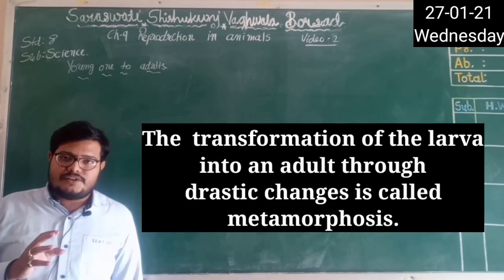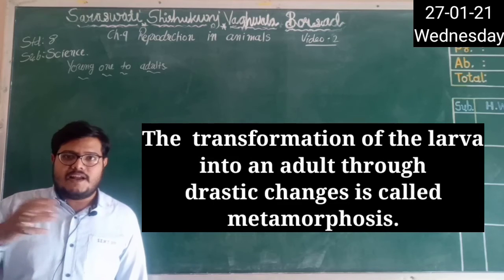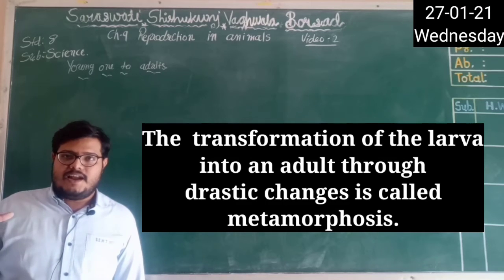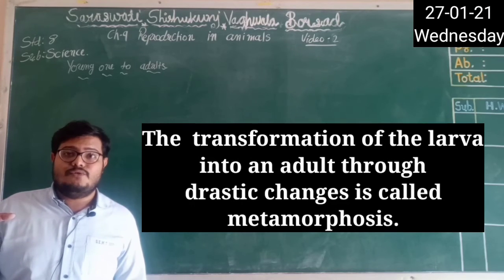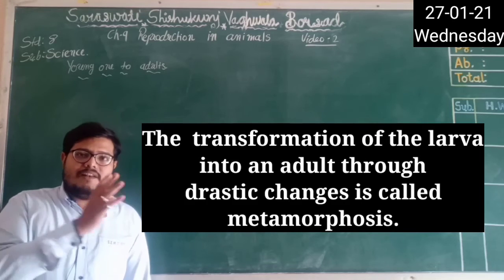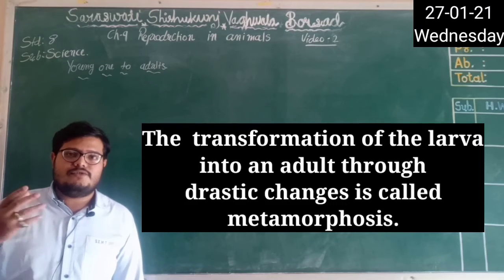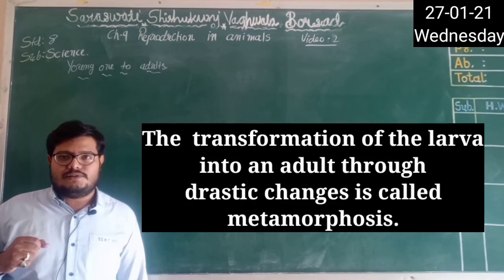Now the transformation from larva to adult has a drastic change in between, and that drastic change is known as metamorphosis. That drastic change from larva to adult, right? The drastic change that occurs is known as metamorphosis.